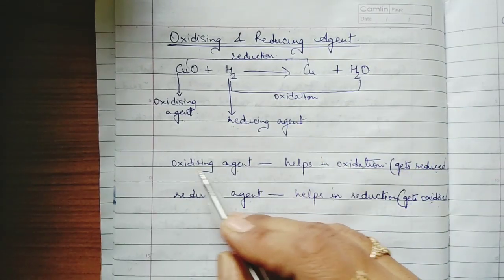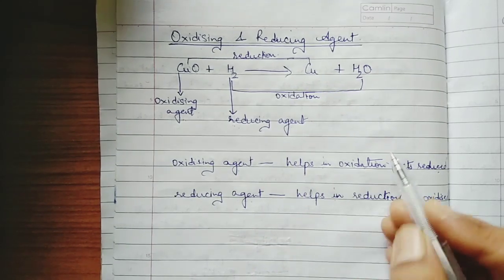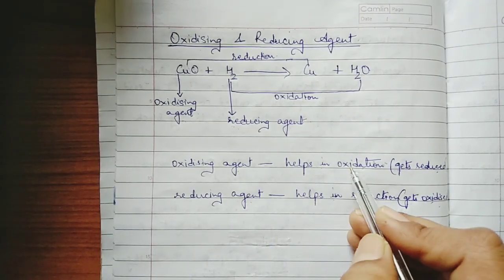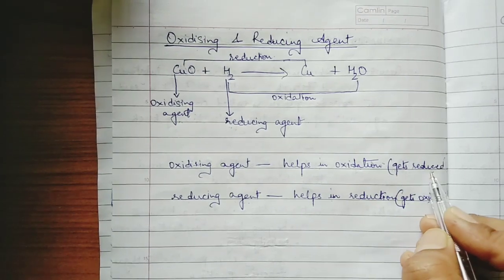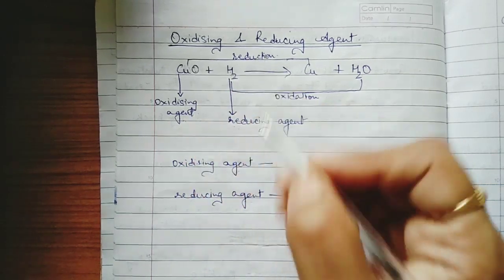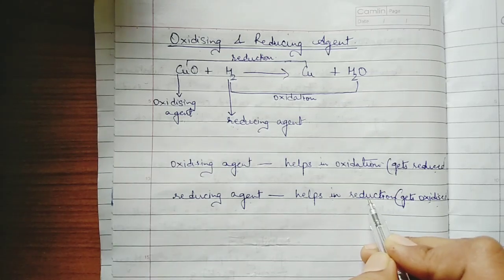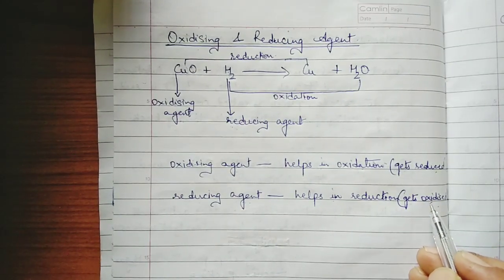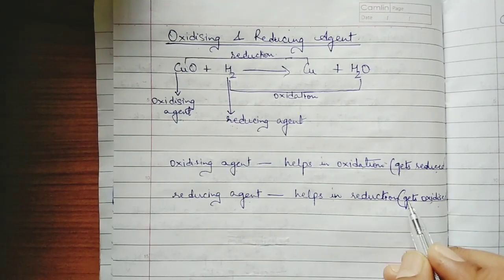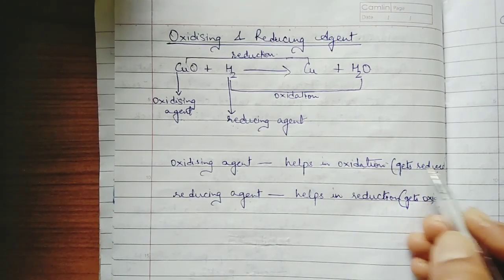So what are oxidizing agents? They always help in oxidation and they themselves get reduced. And what are reducing agents? Reducing agents are those which help in reduction and themselves get oxidized. This is important. They are opposite of each other. So reducing agents help in reduction but themselves get oxidized, and oxidizing agents help in oxidation and themselves get reduced.